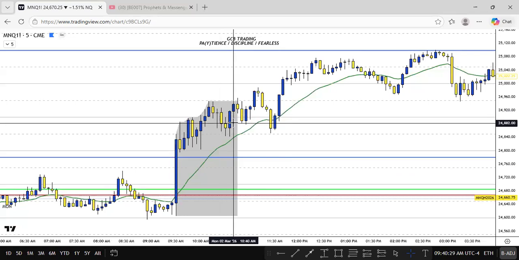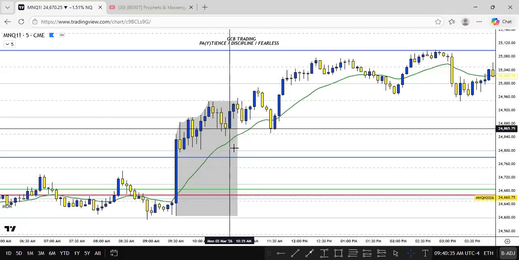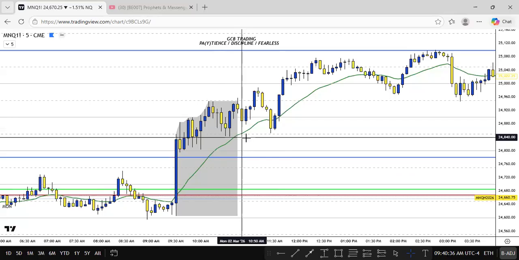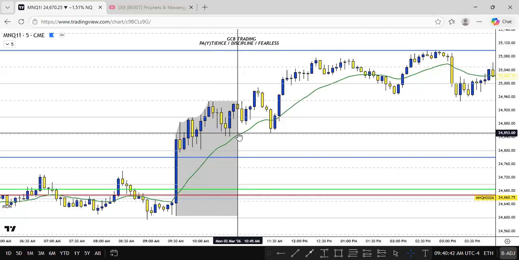Now, what do I need to see? For me, myself, I want to see a 1, 2, 3. I want to see the market come back with a 1, 2, 3 and give me a pin hammer, an engulfing candle, or a tweezer bottom candlestick pattern. That would give me my entry.